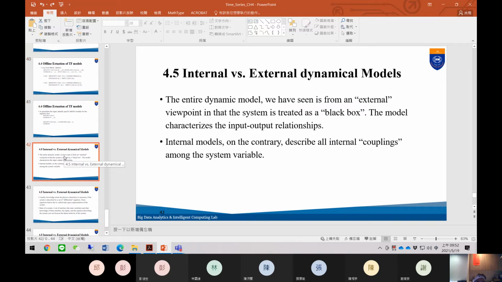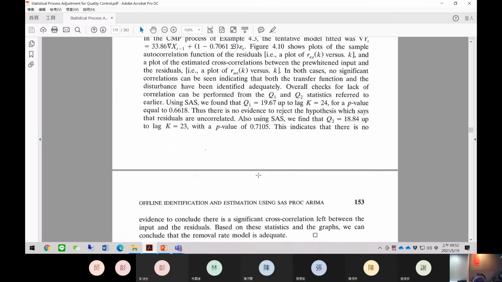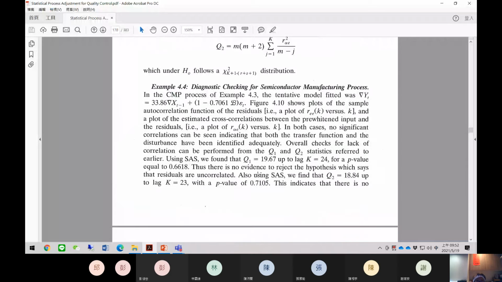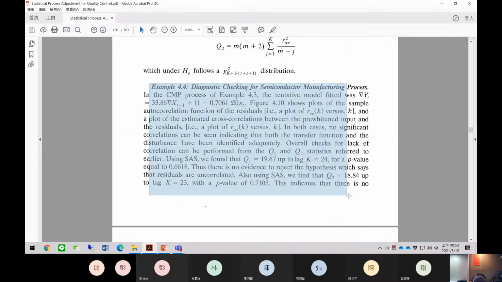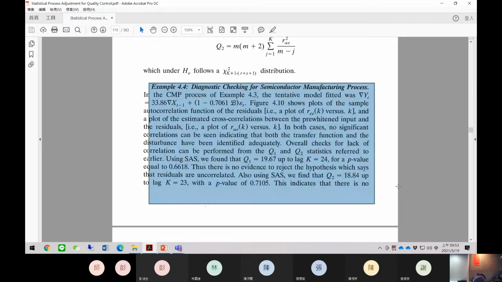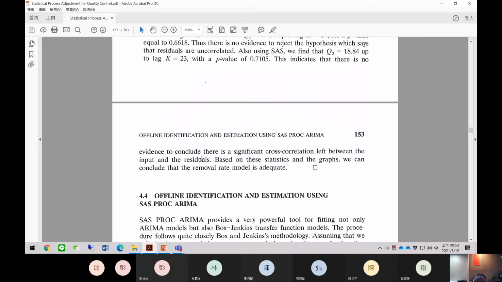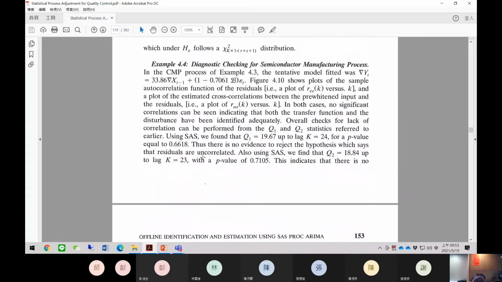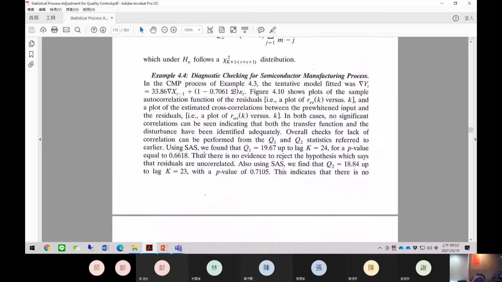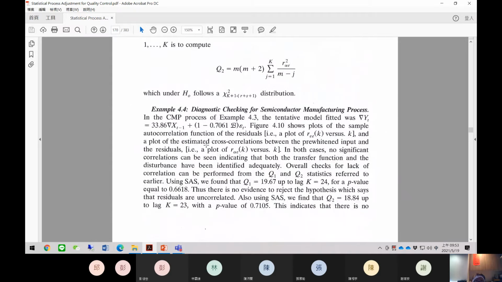Before we jump into here, we'd like you to read this example. We'll give you 3 minutes for reading this. We're going back after reading example 4.4 in 3 minutes. Please, everybody do it now. Okay, so I give you 3 minutes.